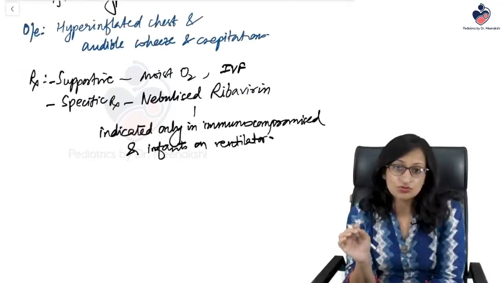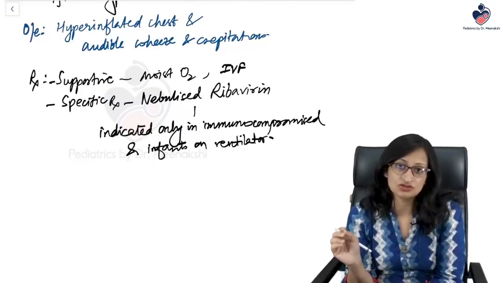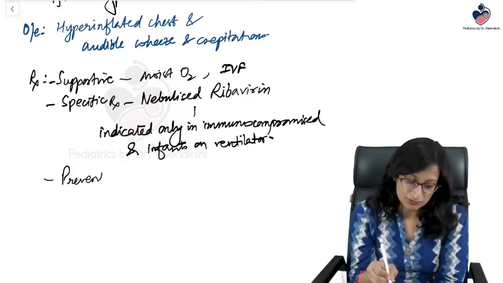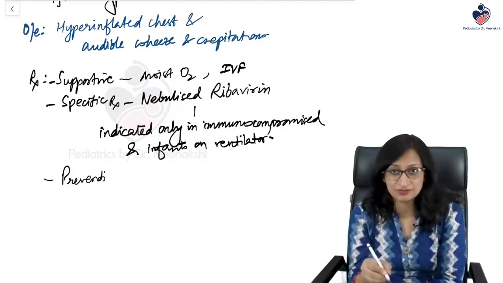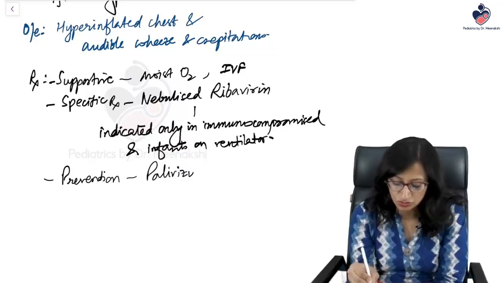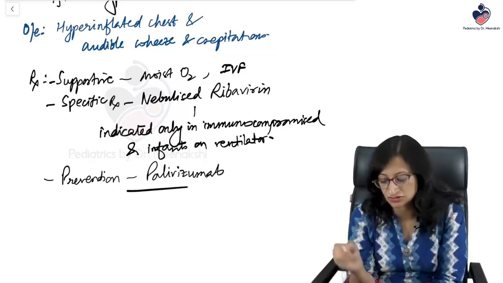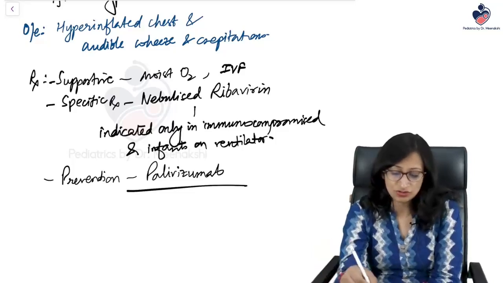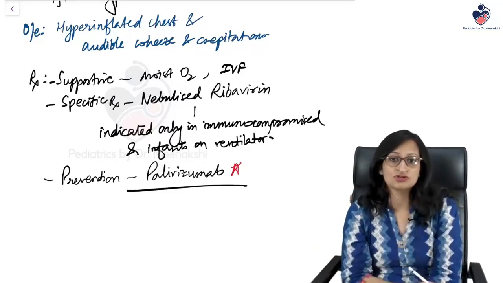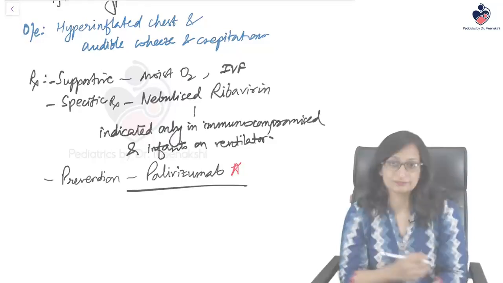Okay, so prevention of acute bronchiolitis can also be done by a drug which is again important for your MCQs, that is palivizumab. So for the prevention we can use palivizumab, again in high risk situations. So important for MCQ purpose. So that is about acute bronchiolitis in children.